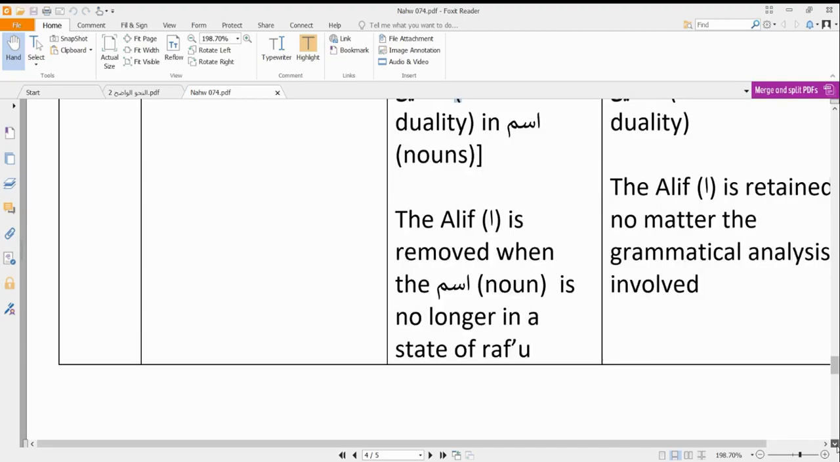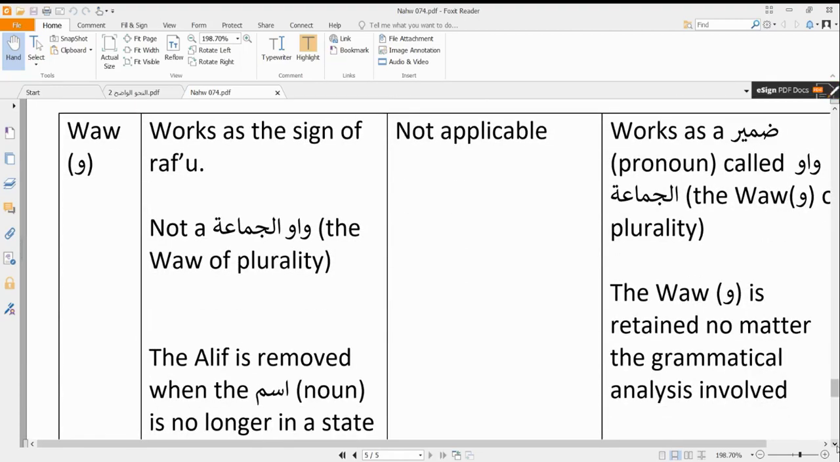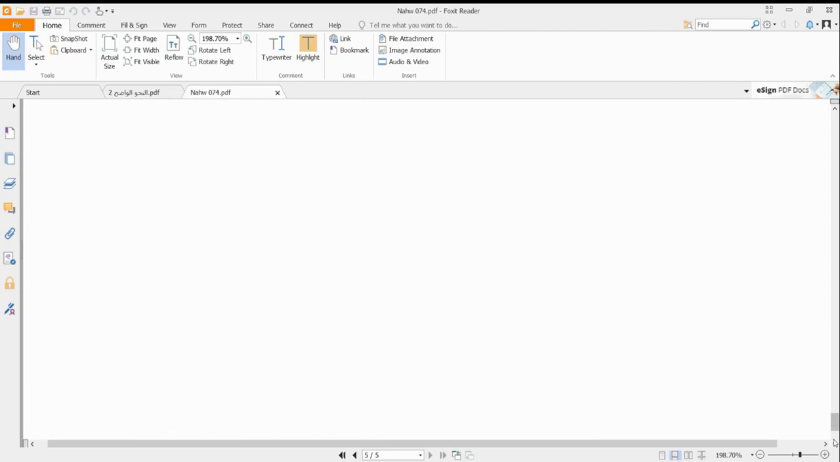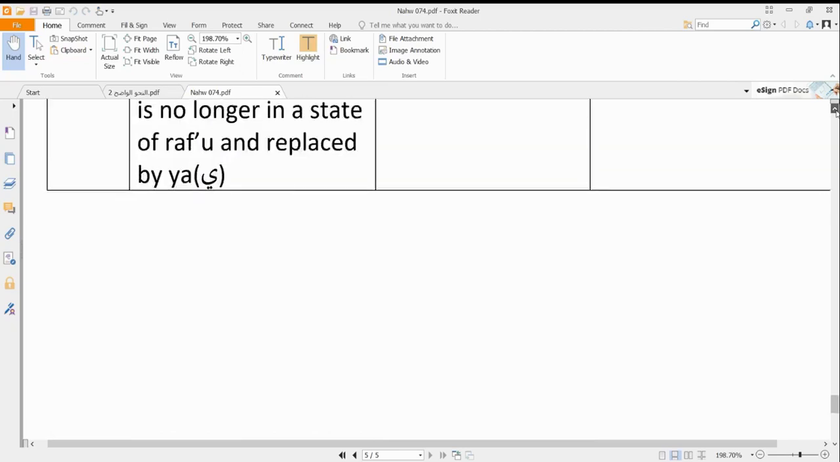On the other hand, if we look at our waw, that waw works as a domir when we have it in the middle of a fi'l, and it is called waw al-jama'a. Because it is a domir and the performer of the verb, it is retained no matter the i'rab that is involved. However, when we have it in the middle of an ism, it works as the sign of raf'u. It is not a waw al-jama'a. Rather, the waw can be removed when the word is no longer in a state of raf'u.